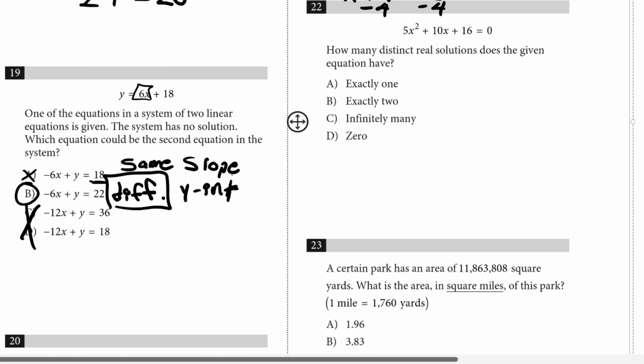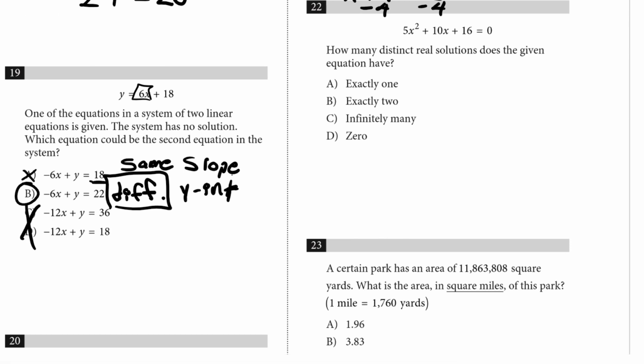Number 22. How many distinct real solutions does the given equation have? In order to find the number of real solutions, we have to use the discriminant, which is b squared minus 4 times a times c. If the value that we get here is positive, that means that there's exactly two solutions. If the value is 0, that means there's one solution. And if the value is negative, that means there's no solution.